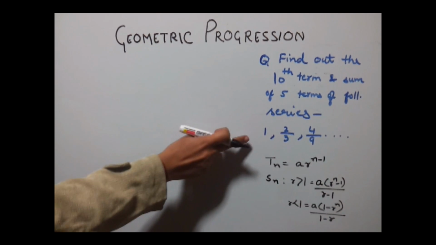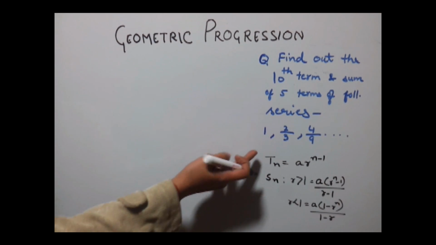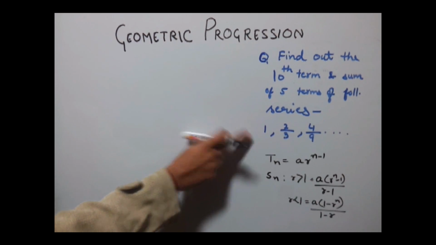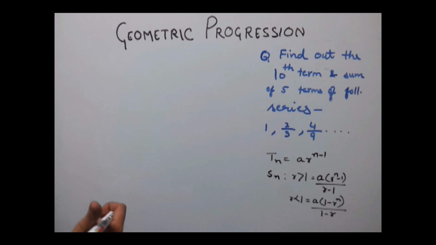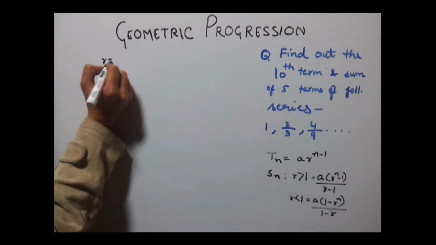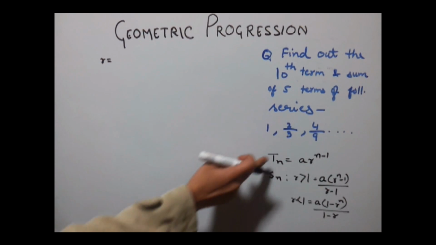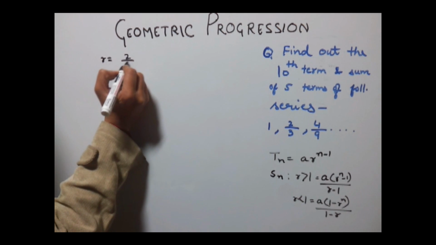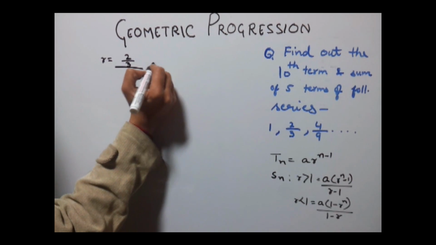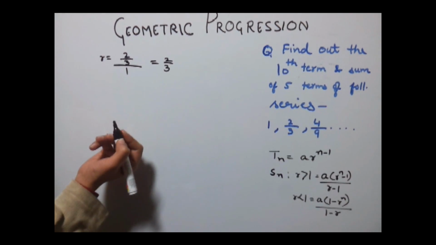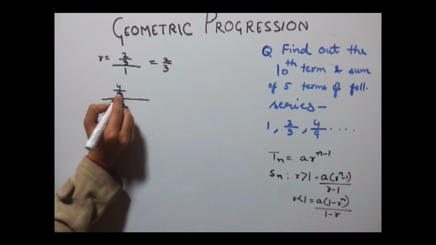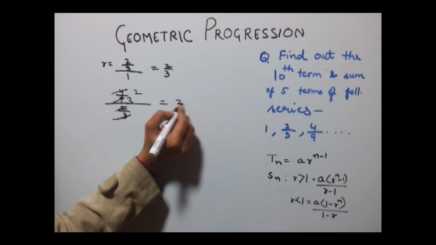To find out whether this is AP, GP or HP, as we are discussing GP here, we will find out whether this series is a GP or not. For a GP, the common ratio between terms should be the same. To find the common ratio, divide successive terms by the previous term. That is, divide 2 by 3 by 1, because here 2 by 3 is the successive term and 1 is the previous term, which gives us 2 by 3 as the answer. Similarly, divide 4 by 9 by 2 by 3. Cancel it and you get 2 by 3.